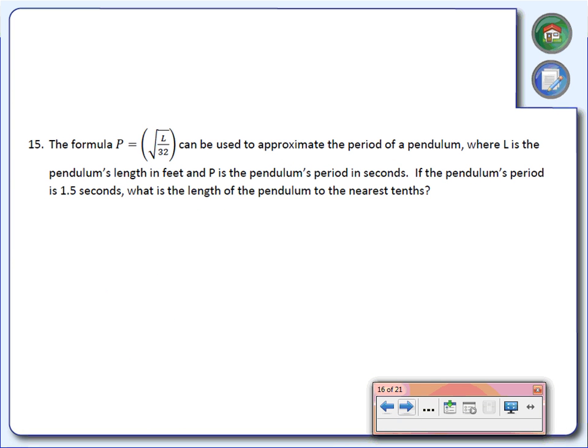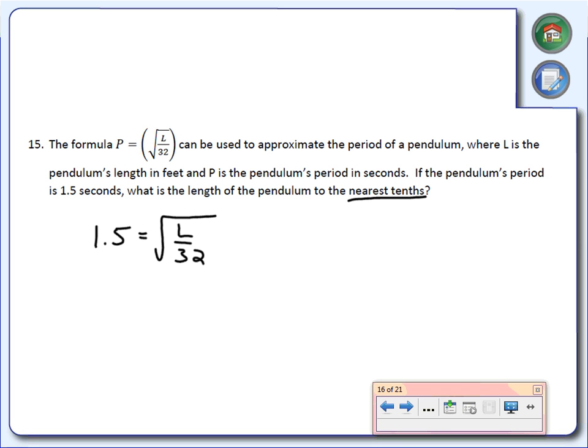Number 15 is another that's very similar. The formula P equals the square root of L over 32 can be used to approximate the period of a pendulum, where L is the length in feet of that pendulum. If the pendulum's period is 1.5 seconds, we want to know what would be the length. And it says here we're going to round it to the nearest tenth. All right, so here we go. P, that's the period. We know it's 1.5 seconds. We're looking for L, which is the length of the pendulum.